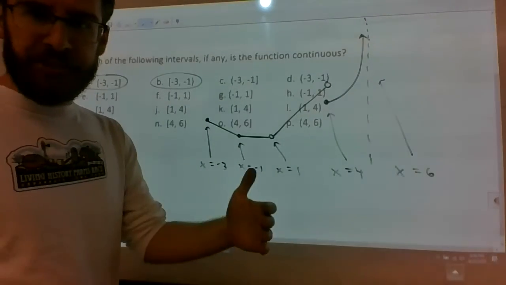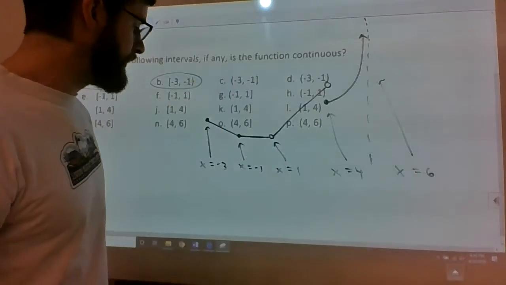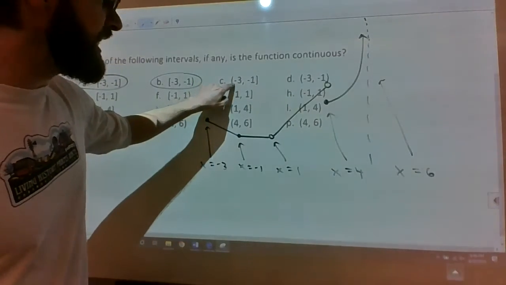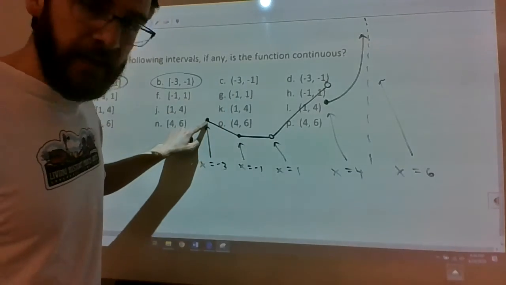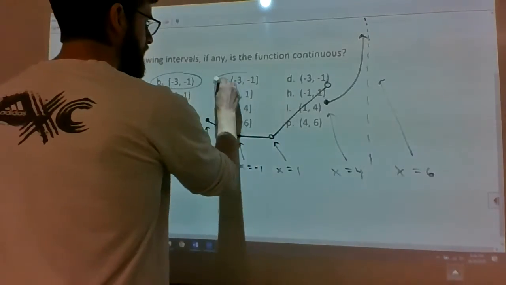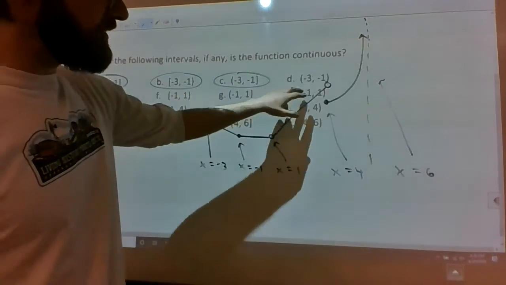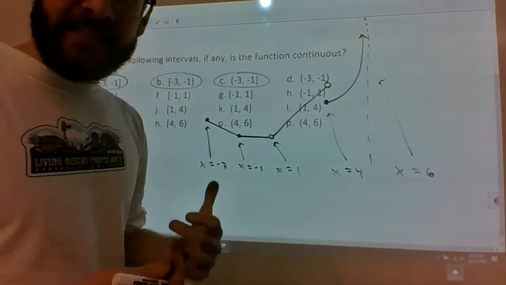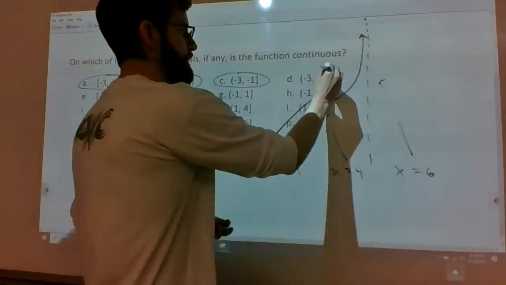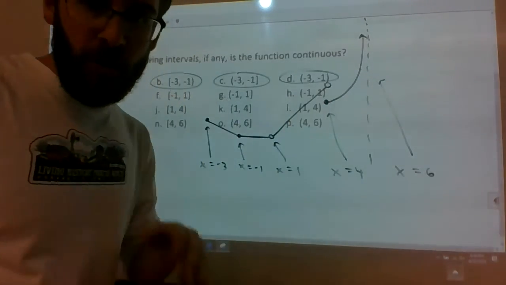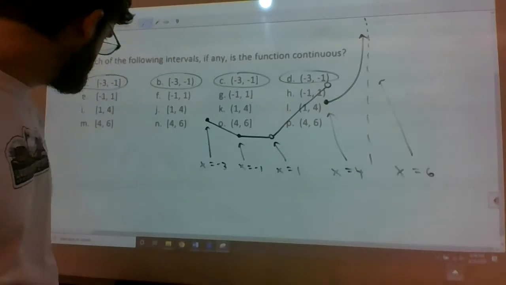And then the same logic can be argued for these last two. Is this continuous from -2.99999 to -1? Yeah, it is. And then if you don't include either endpoint, it's still continuous from almost -3 to almost -1. So on that first row, circle them all.